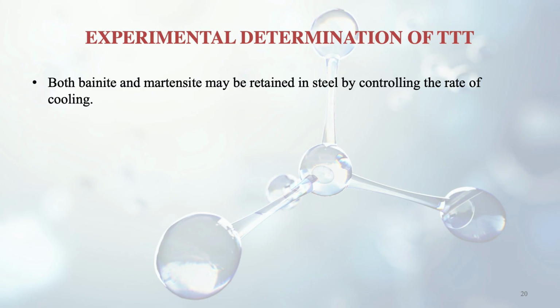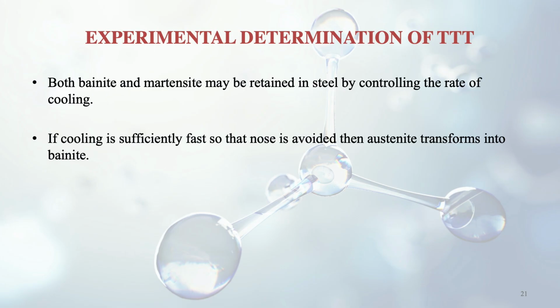Both bainite and martensite may be retained in a steel by controlling the rate of cooling. So it all depends on the rate of cooling. Suppose we give a certain rate of cooling where it doesn't form martensite completely, so there will be a mixture. Bainite and martensite both will be there. If cooling is sufficiently fast so that the nose is avoided, then austenite transforms into bainite.